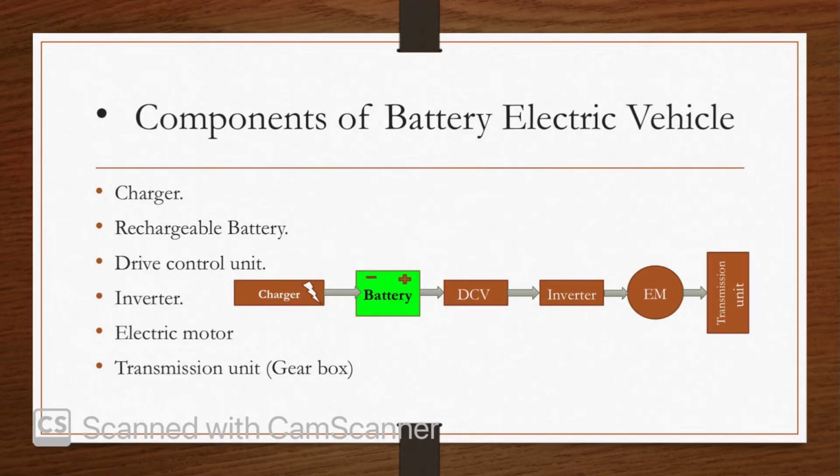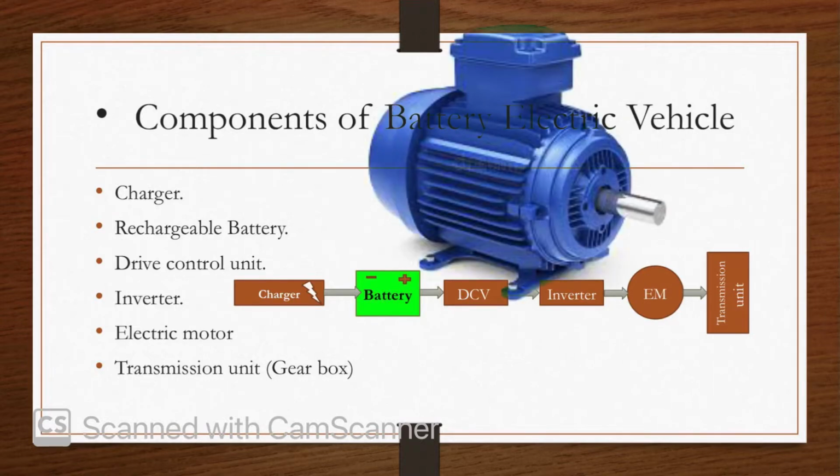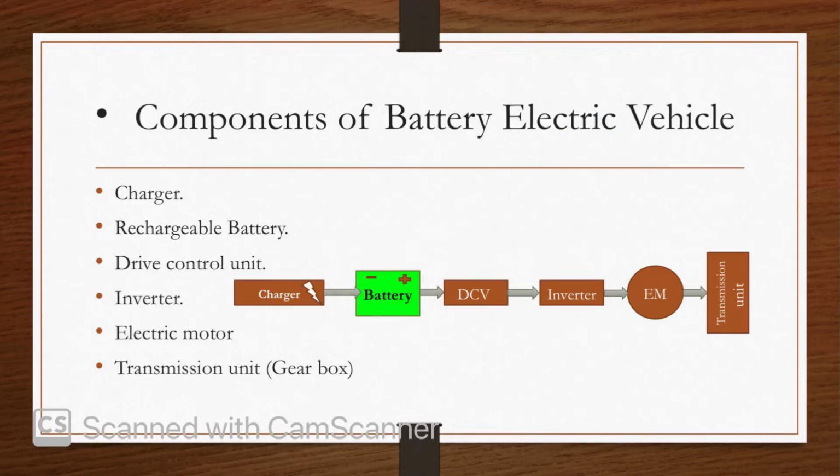This alternating current is further used to run the electric motor, and the revolutions of the electric motor are converted into required amount of torque or speed. This amount of speed or torque achieved in the transmission unit is further passed to run the wheels.